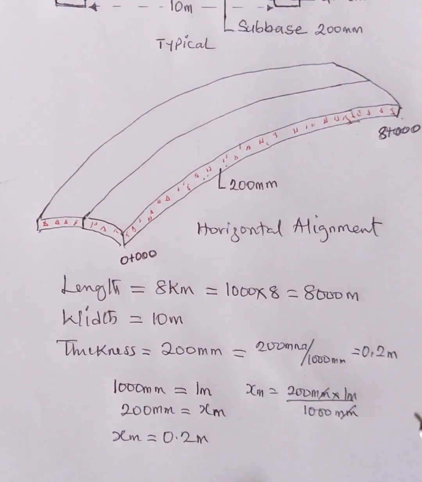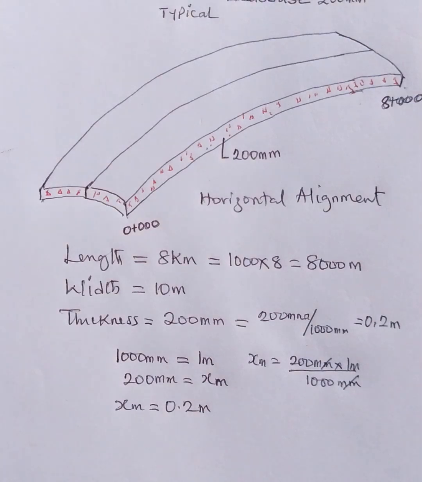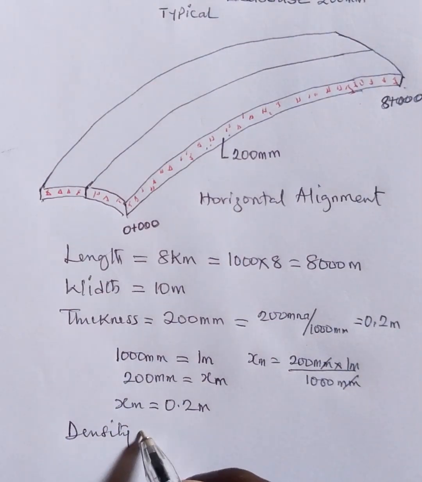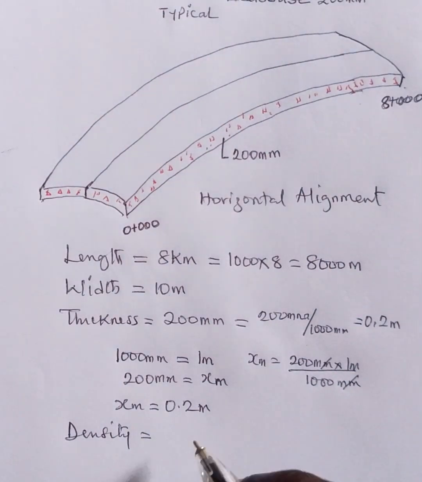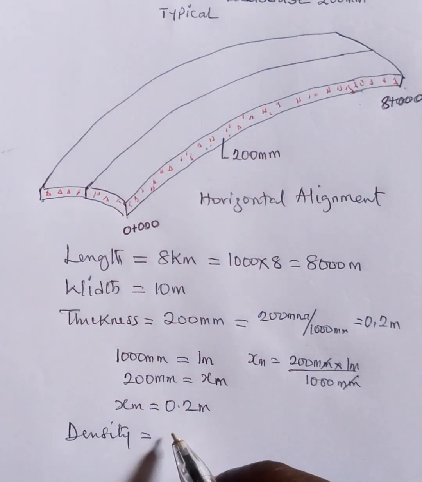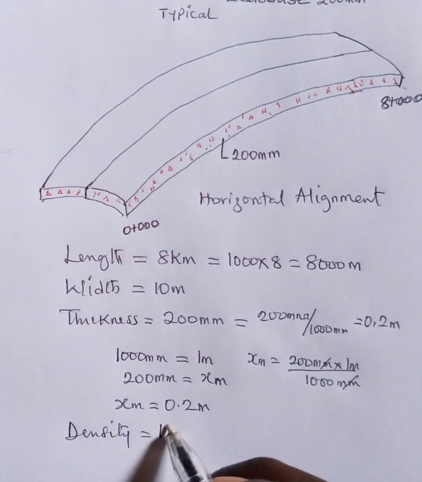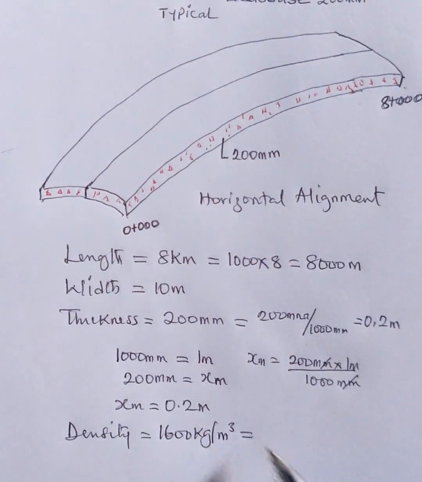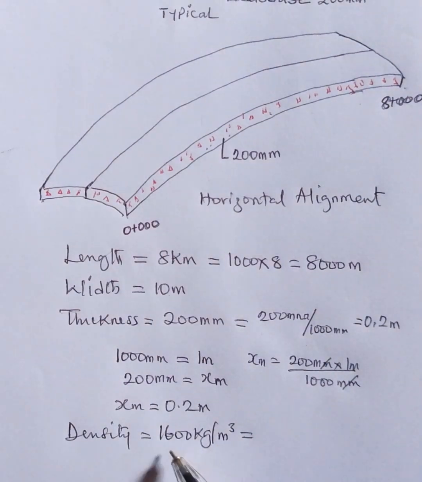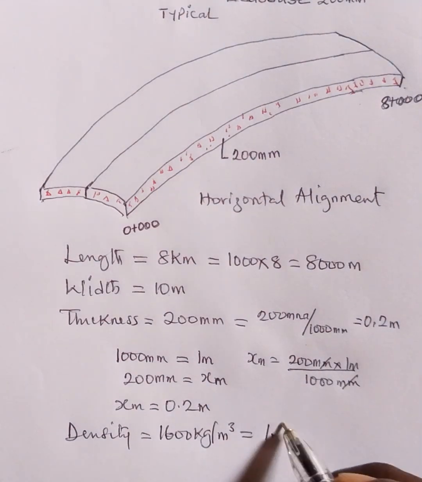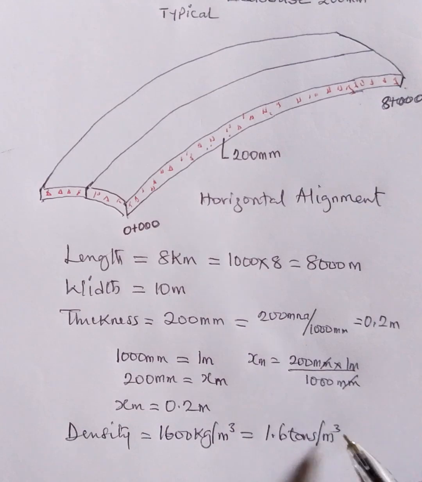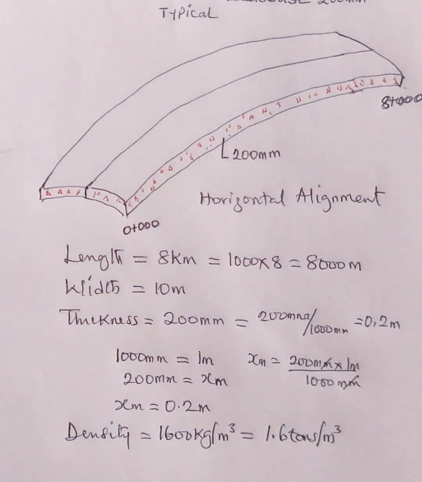Alright. So having known this, the next thing we have here is our density. The density is 1600 kg per meter cube. Convert this to tons per meter cube. We have to divide this by 1000. We have 1.6 tons per meter cube, because we are asked to find the amount of material required in tons.